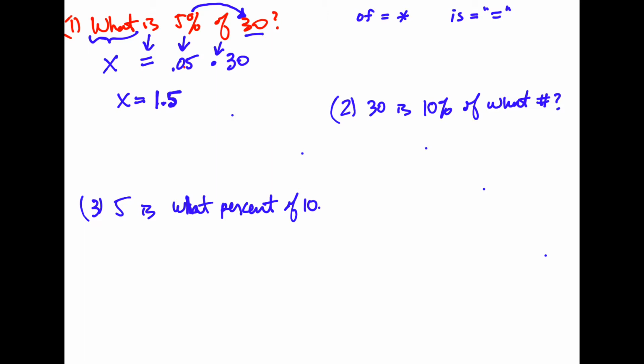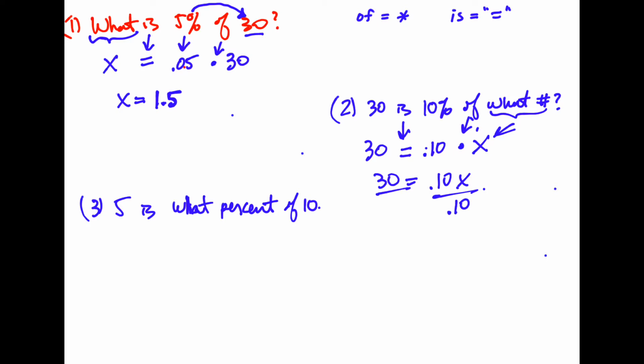So for our second example, we had 30 is equals, this is 10%, so 0.10, of x. This is my what number, right? Of meant multiplication. Then we have our unknown. So in other words, 0.10x equals 30. If I want to solve this for x, I need to divide both sides by 0.10, which gives me 300. Again, a straight up algebraic way of solving this.